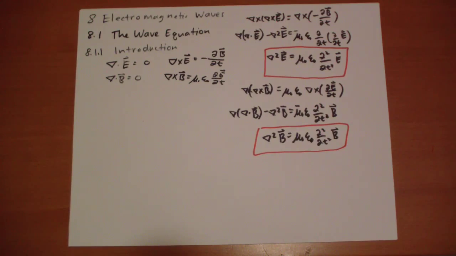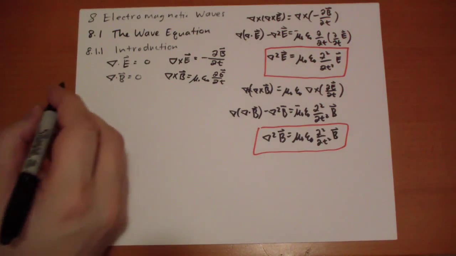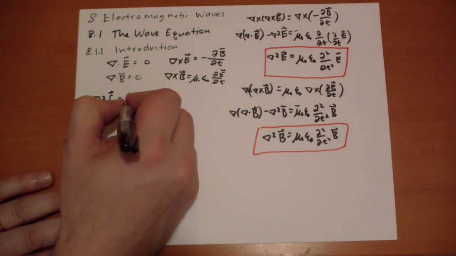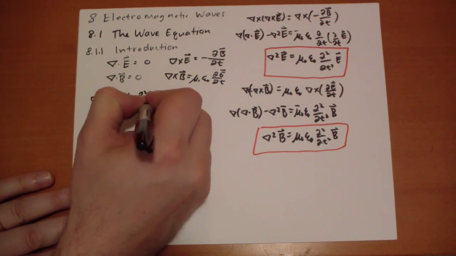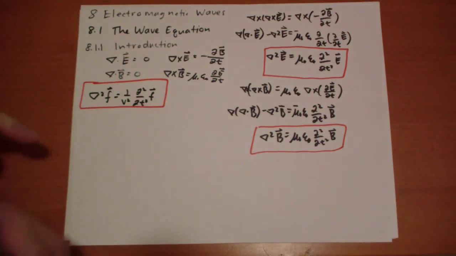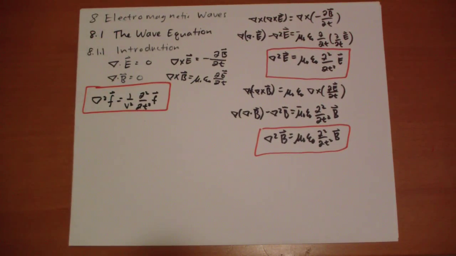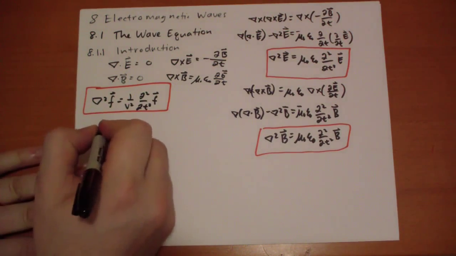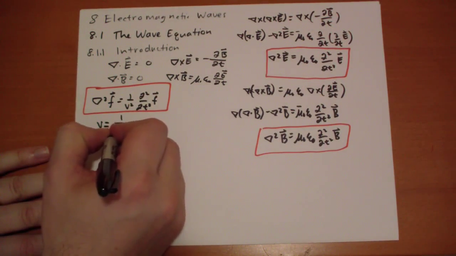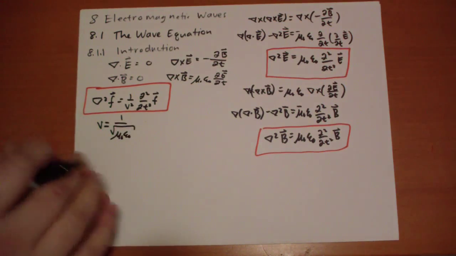The pattern is that you have the Laplacian of some vector field equal to 1 over v squared times the second time derivative of the same field. And that is the basic equation for a wave. This is the classical wave equation. Here v is the velocity of the wave, how quickly it travels. And in our case, v is equal to 1 over the square root of mu naught epsilon naught.